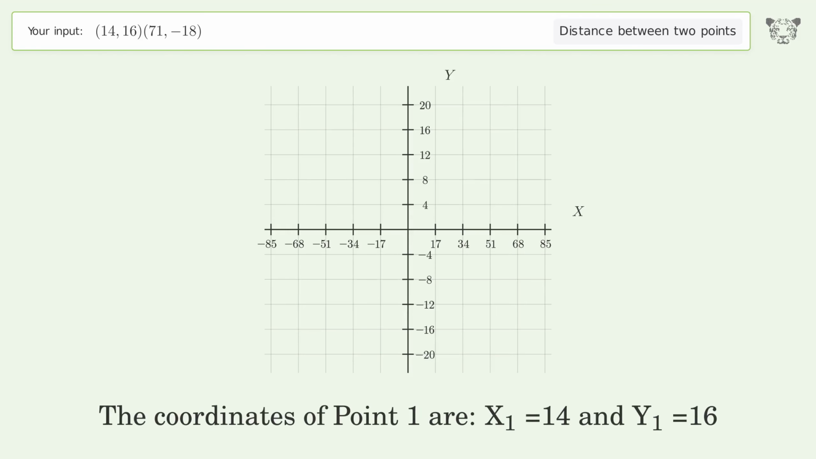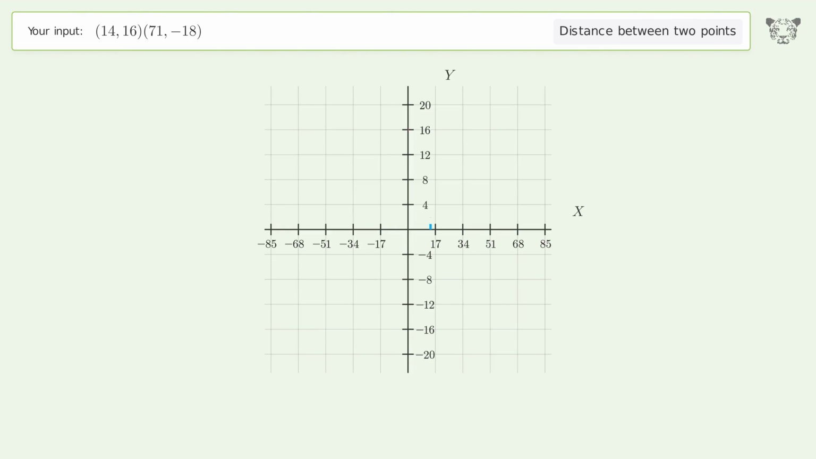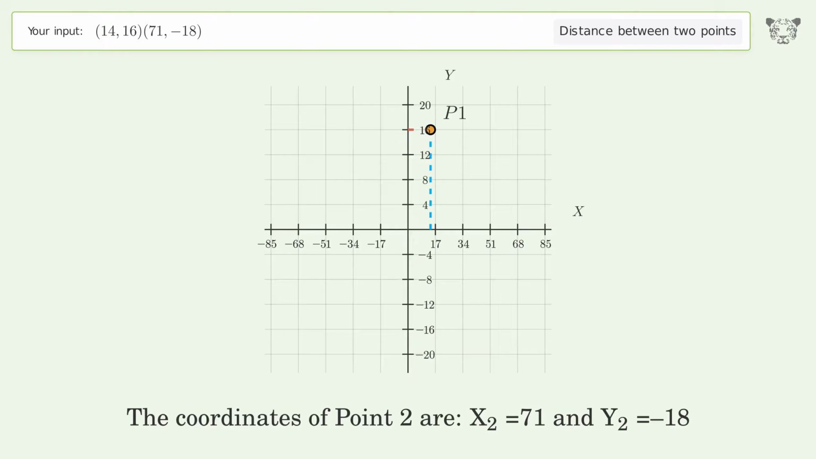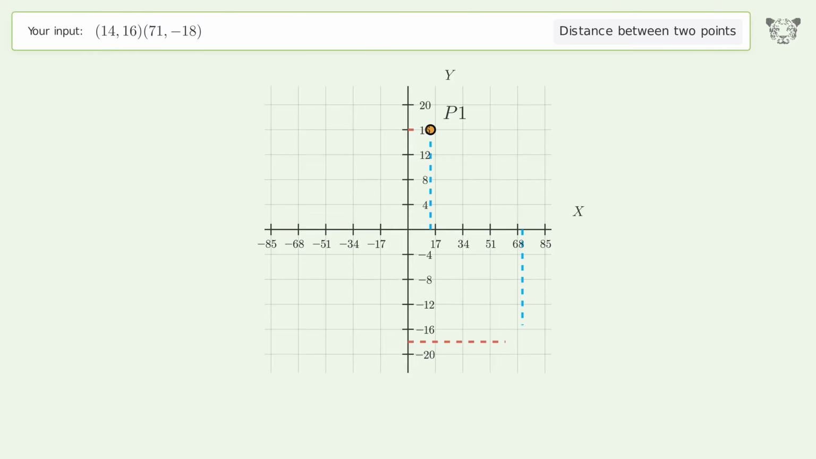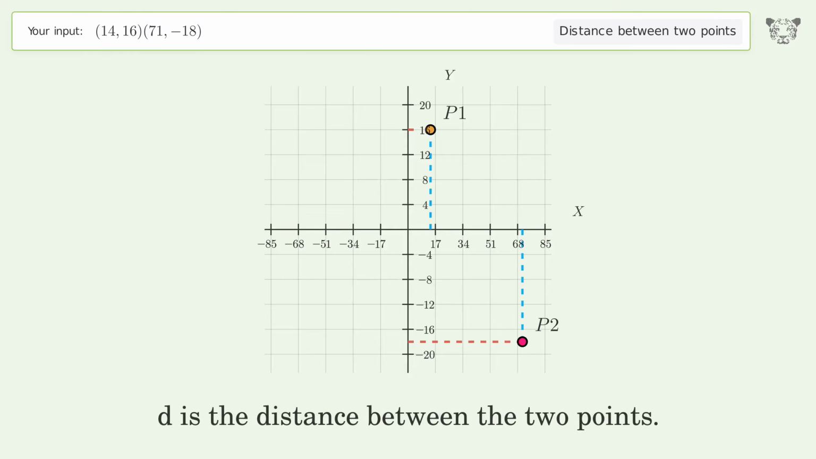The coordinates of point 1 are x1 equals 14 and y1 equals 16. The coordinates of point 2 are x2 equals 71 and y2 equals -18. D is the distance between the 2 points.